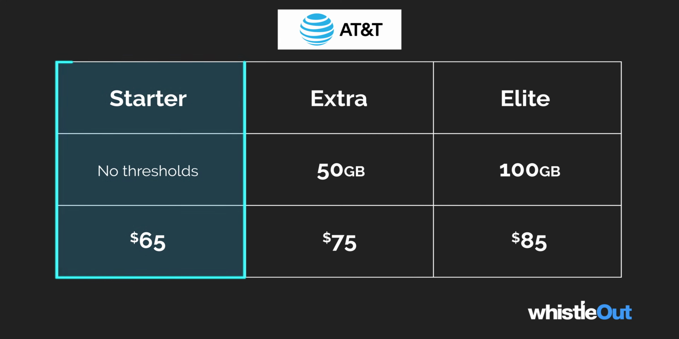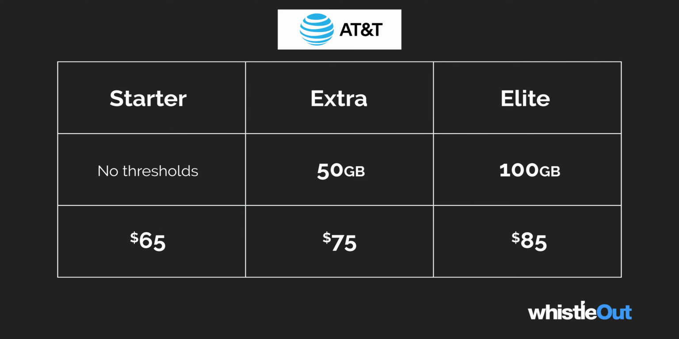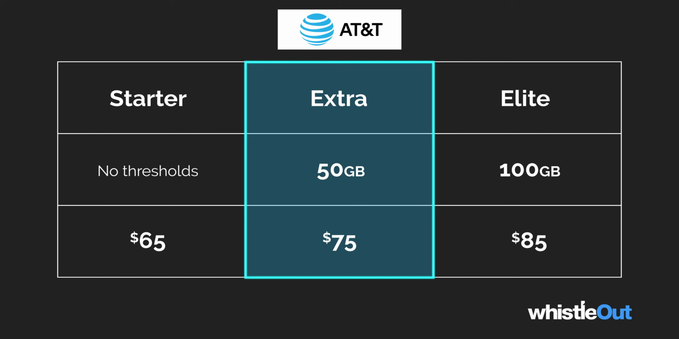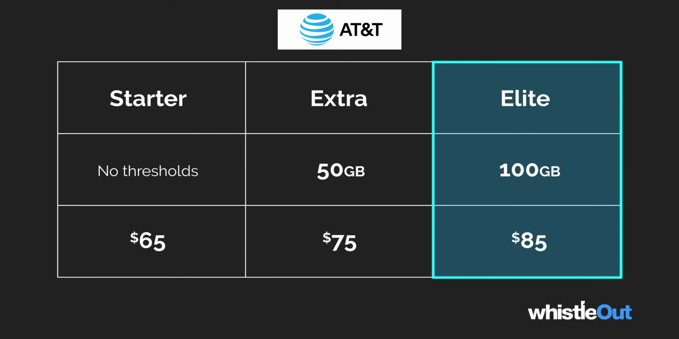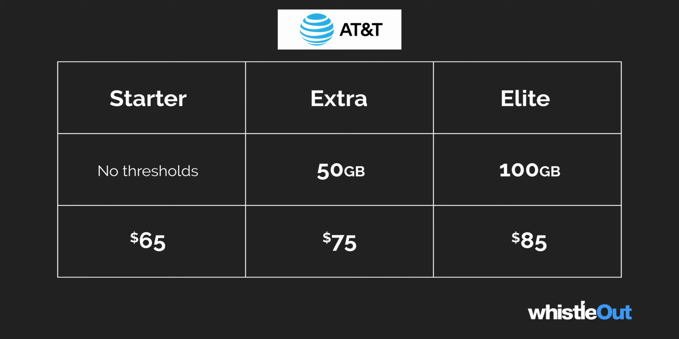Now let's take a look at AT&T. We're gonna look at all of their three post-paid unlimited plans, Starter, Elite, and Extra. These are all different prices and have different thresholds. The first plan, $65, Starter, does not have a threshold, so your data will always be deprioritized when the network is congested. Now with Extra, that is $75 a month, you get a 50 gigabyte deprioritization threshold. And with Elite, which is $85 a month, you get a 100 gigabyte deprioritization threshold. And if you're curious, this is the largest deprioritization threshold in the market right now.